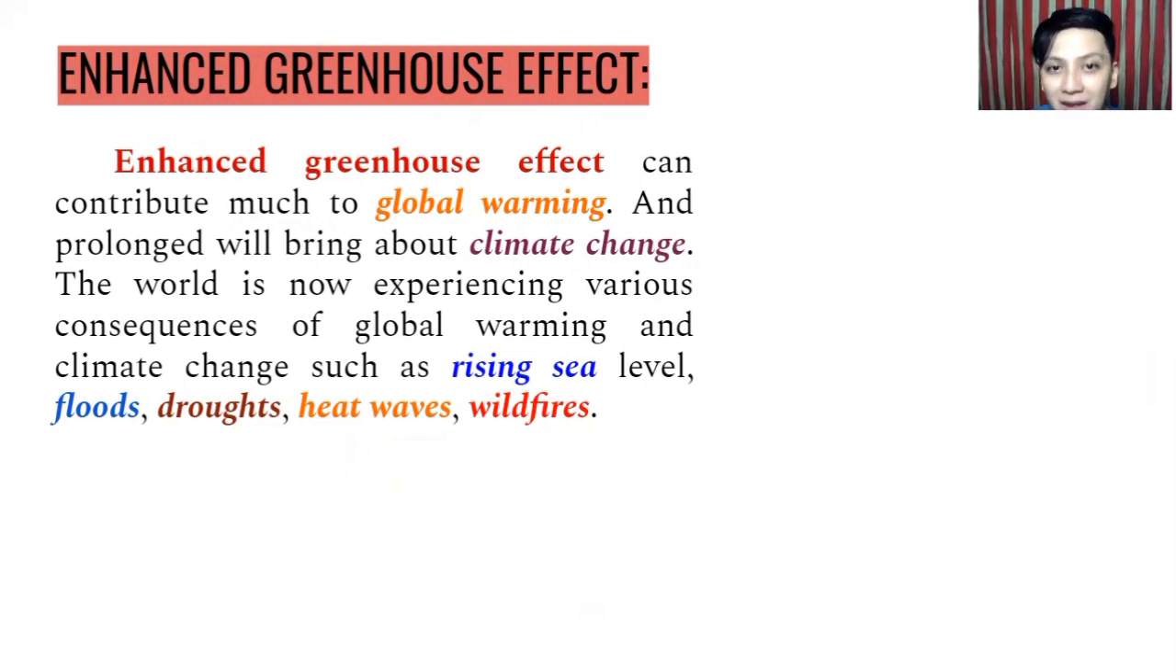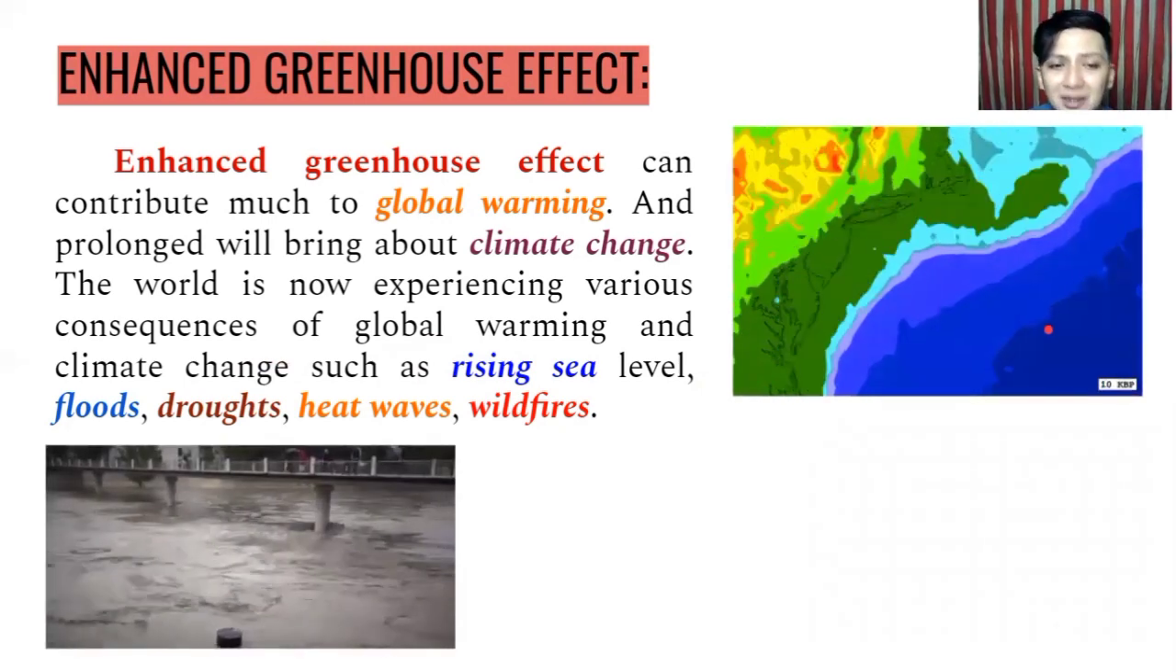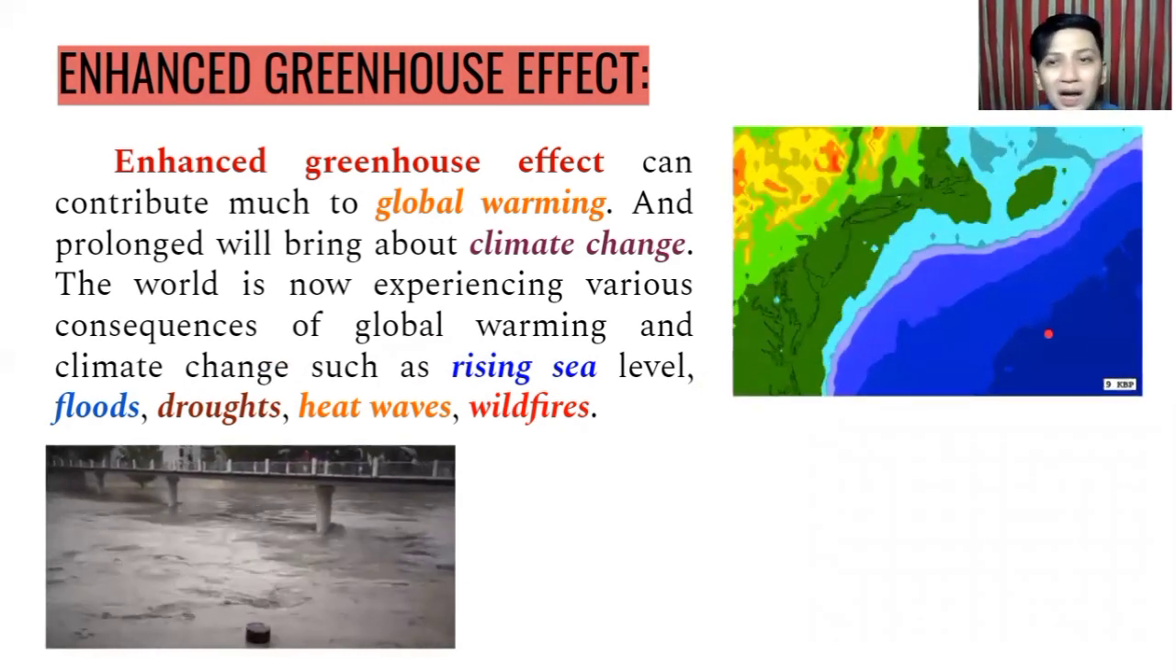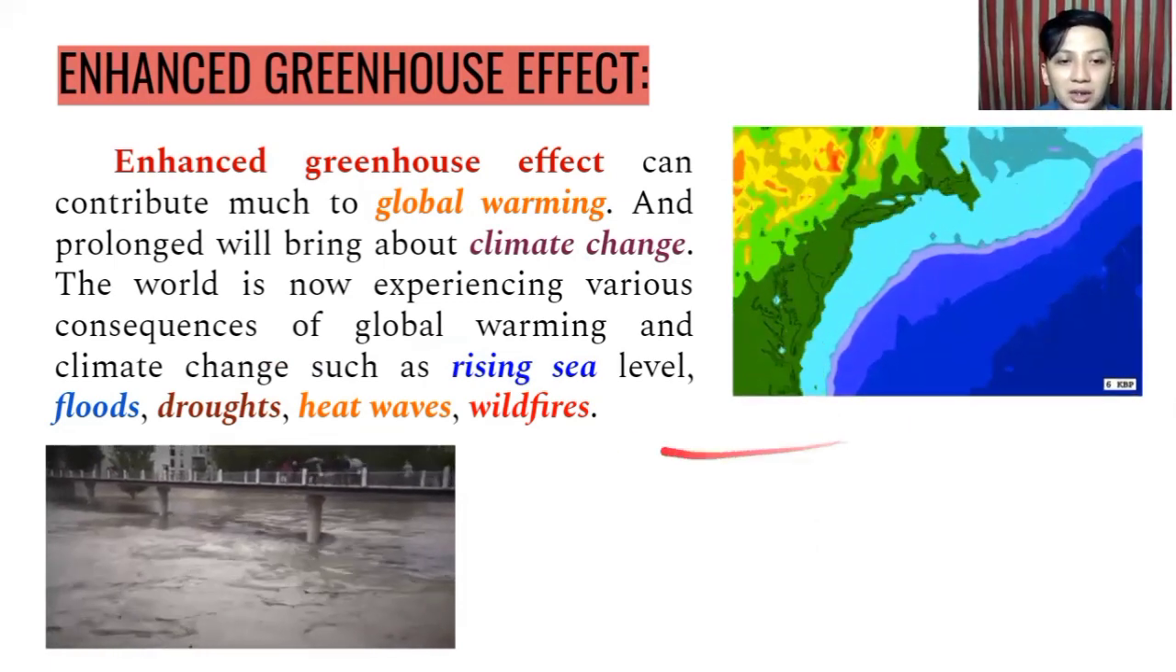The earth is affected by global warming. So it is prolonged and will bring about climate change. And the world is now experiencing various consequences of global warming and climate change such as rising sea level. Yung part na yan, kung mapapansin nyo, natutunaw yung yelo and it increases the sea level. Dumadami yung tubig. And at the same time, floods, yung mga pagbaha, yung sobrang pagbabaha ng ibang lugar, especially here in the Philippines, flood is so dangerous.